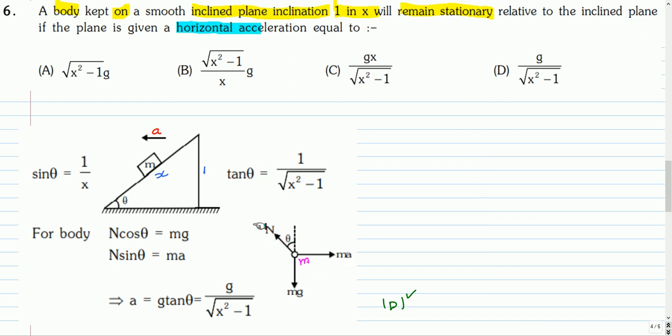The normal direction is perpendicular to the plane. The angle between the horizontal and the plane is theta. So the angle between the vertical and the normal to the plane will also be theta. So we can write the equations as N cos theta is mg and N sin theta is ma. If we divide these two, we get a as g tan theta, and tan theta is 1 divided by square root of x square minus 1. This side is square root of x square minus 1. So from there, we get the acceleration as g divided by square root of x square minus 1. So the correct option is option D.